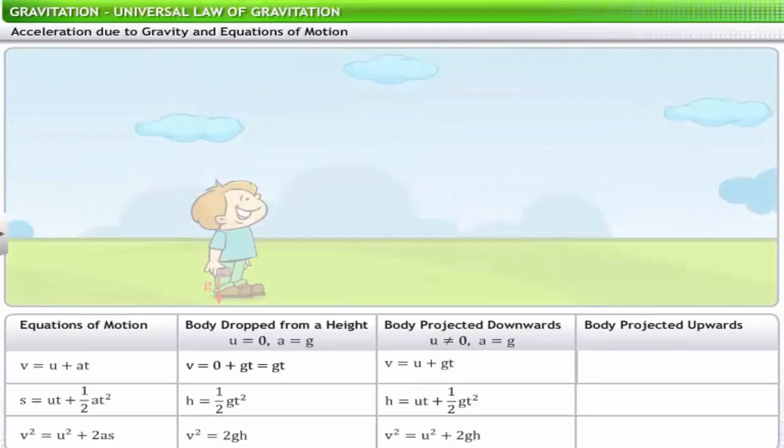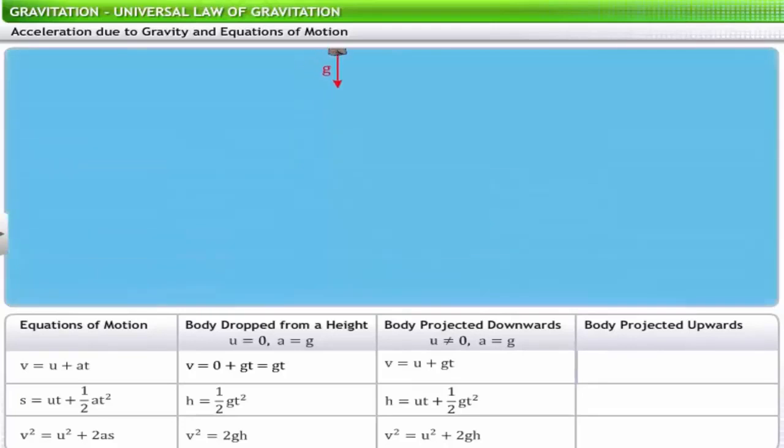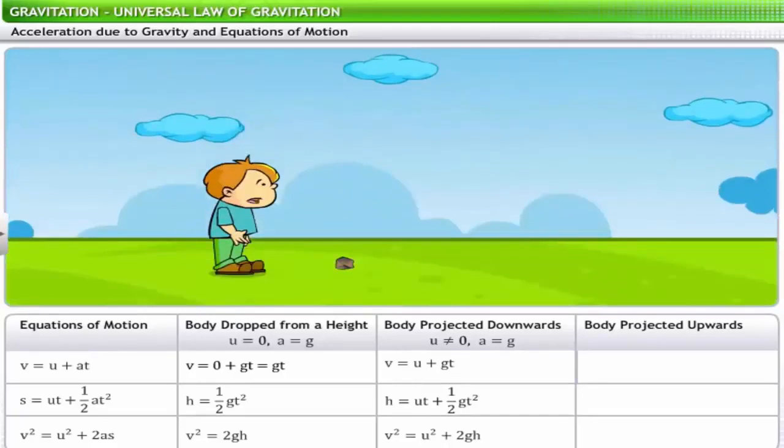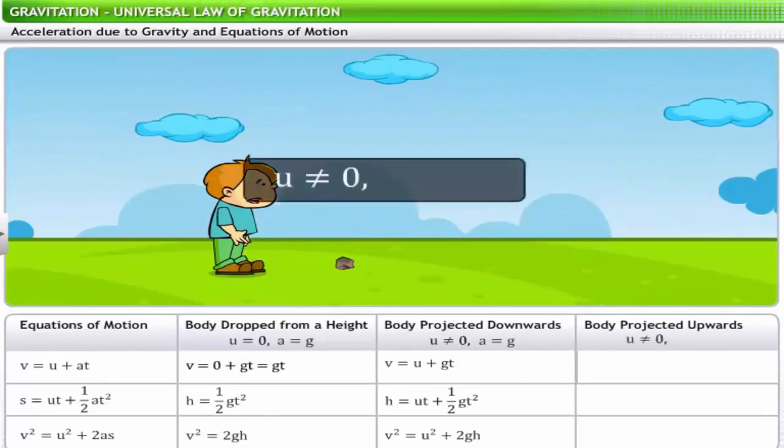However, in the third case, the body is projected vertically upward. In such a scenario, the velocity of the body decreases as the body ascends. Therefore, the acceleration of the body becomes negative. By substituting a = -g in the three equations, we get the revised equations as shown.